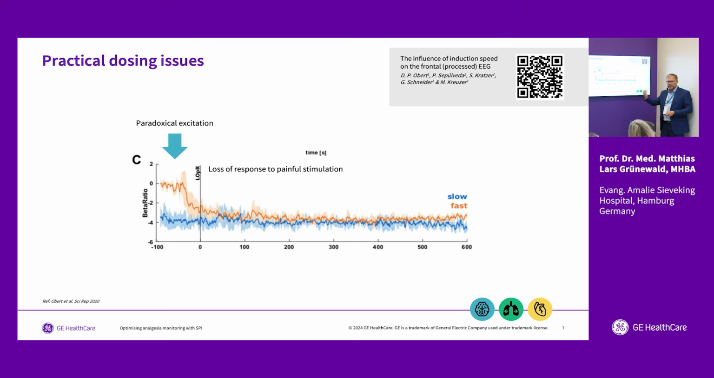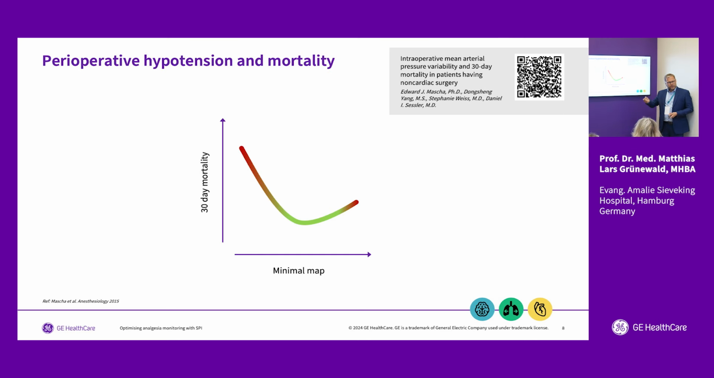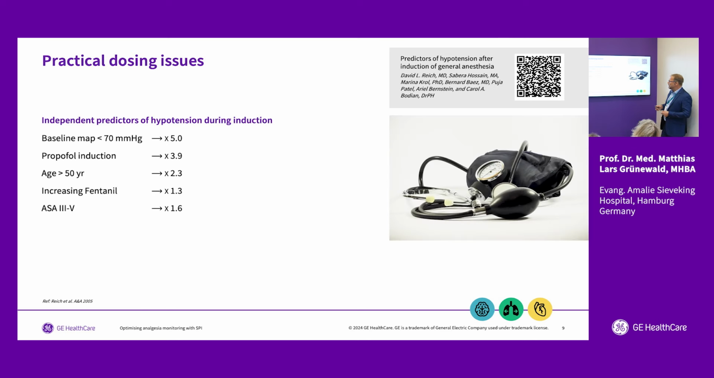And how should we know in the individual patient what is the correct speed for the patient in front of me? In this session, I want to put the bridge to the hemodynamic effects, because we know that side effects like mortality depend on hemodynamic stability. If we have hemodynamic instability, like here seeing hypotension, then this is directly associated with morbidity and mortality. So induction speed has an influence on our patient outcome. And these are predictors for hypotension during anesthesia.